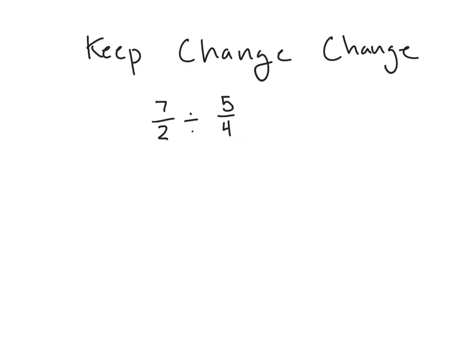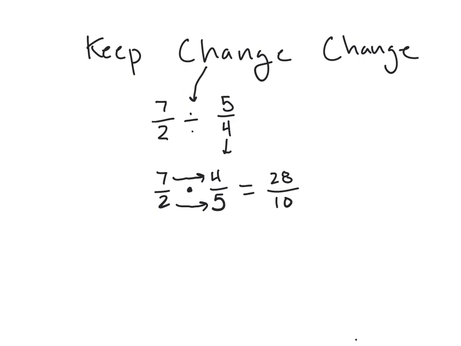Here's the next one. Now, remember on this one, we're going to keep, change, change. We're going to keep 7 halves. We're going to change our division symbol to multiply, and we're going to change our last fraction to flip it over to 4/5. Now we've made a multiplication question, and we're just going to multiply straight across. 7 times 4 is 28. 2 times 5 is 10. And then we look at this, we know, oh man, that's not going to be good enough. It's improper, so we want to make it proper. So we're going to figure out how many times does 10 fit into 28.